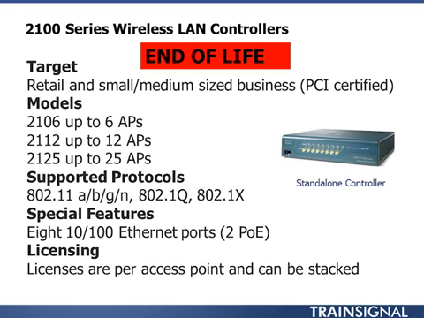So the first access controller I want to show you is the 2100. This is the older entry-level product. It comes in 3 models: the 2106, the 2112, and the 2125, and they support 6, 12, or 25 access points respectively. The reason I want to show you this, even though it's end of life, is that we will be using it in our labs, and so I wanted to give you some visibility to it.